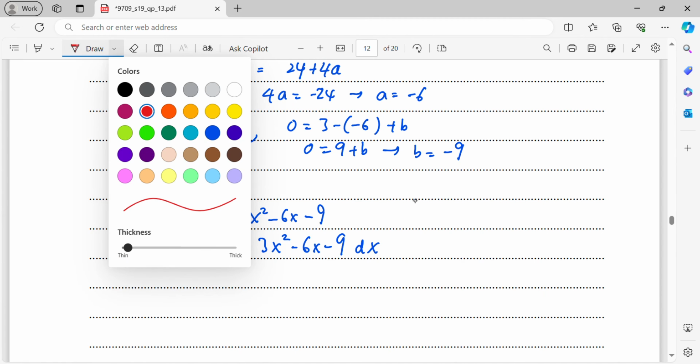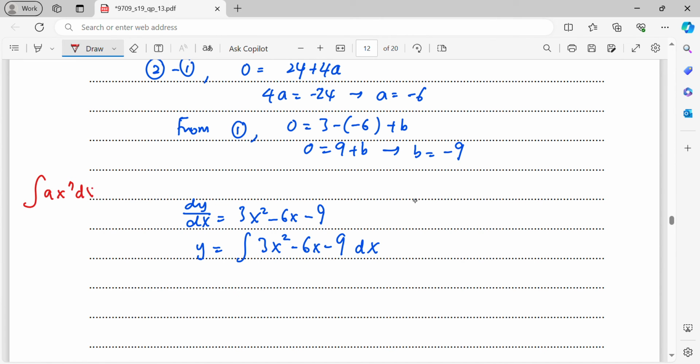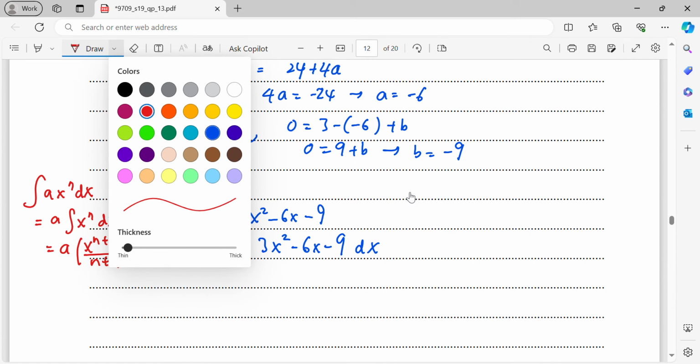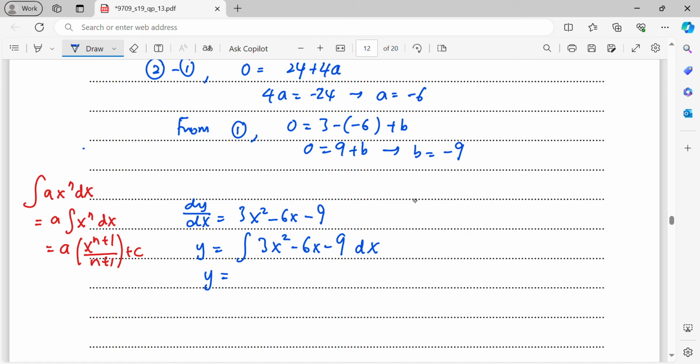Now, for the integration of ax^n dx, whereby a is a constant, take out the a and integrate x^n. This is going to be a times x^(n+1) over n+1, then plus c. So from here, I will get y equals 3 of x cubed over 3 minus 6 of x squared over 2 minus 9x, then plus c. Okay, so simplify first. Your y is x cubed minus 3x squared minus 9x plus c.